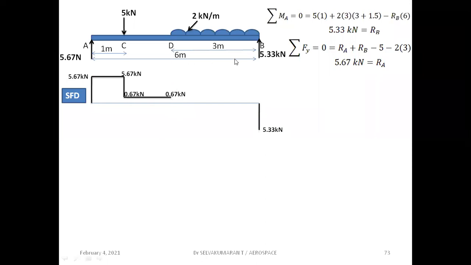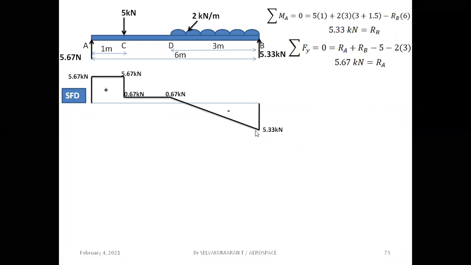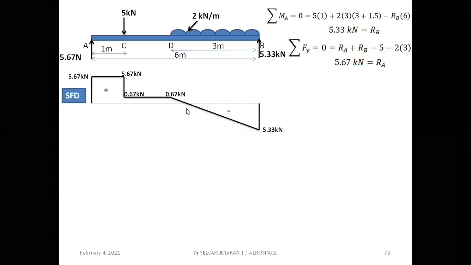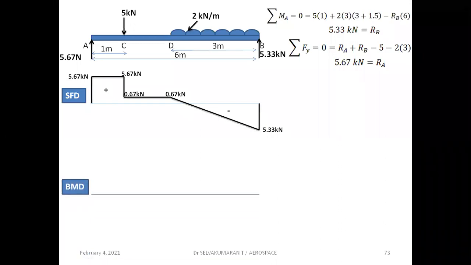Between D and B you have a uniformly distributed load, and no other load is acting between D and B, so we can simply connect the shear force values between D and B by a straight line, because the nature of the shear force diagram for UDL is a straight sloping line. Positive values and negative values. Got it? So here the shear force is 0, which means that the bending moment is maximum, that we need to understand.